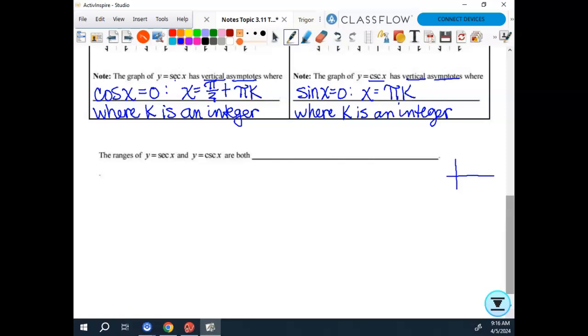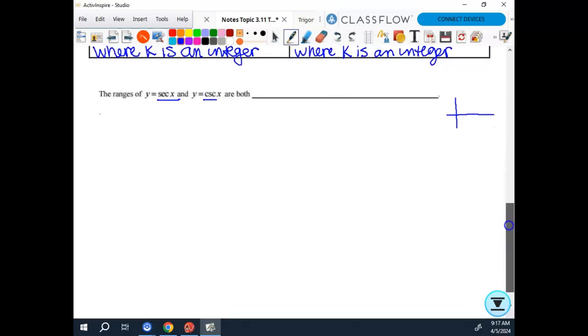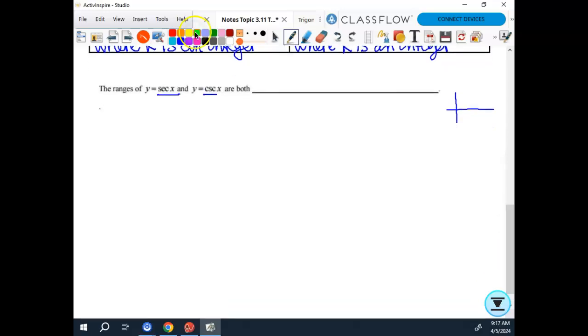Okay. Then the ranges of secant and cosecant are both blank. Okay, so I'm just going to draw another little thing over here so we can talk about a couple of things. Let's see, I'll put asymptotes here, here, and here. Okay. Then we'll just do this. So this is basically what cosecant looks like, right? Just a quick little sketch of it. And the secant is just that shifted over.